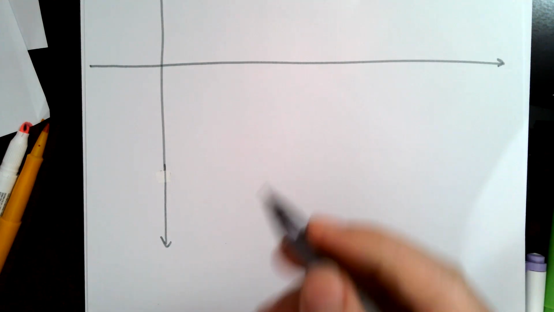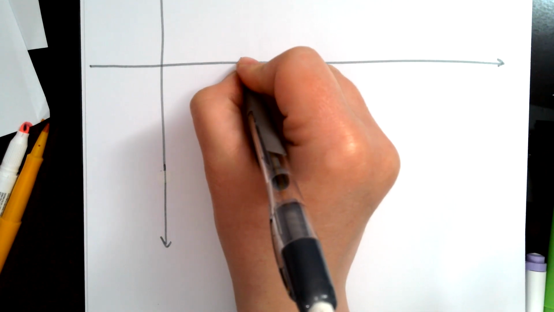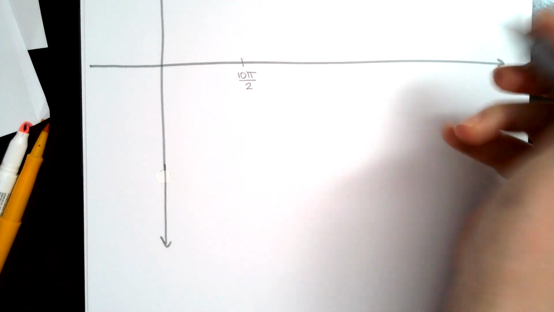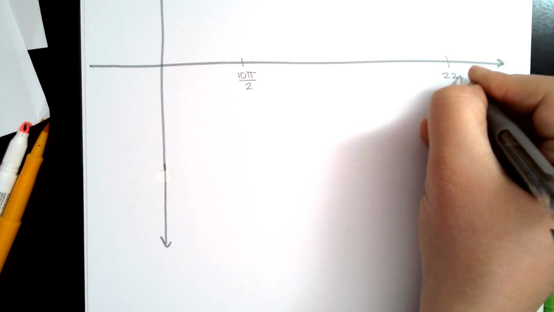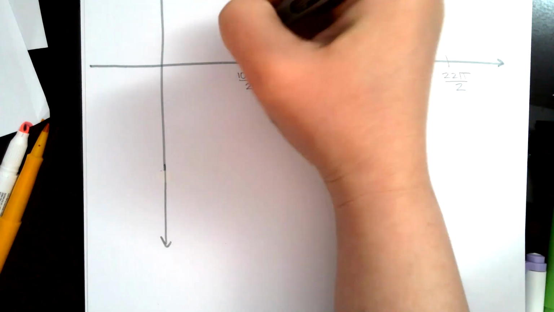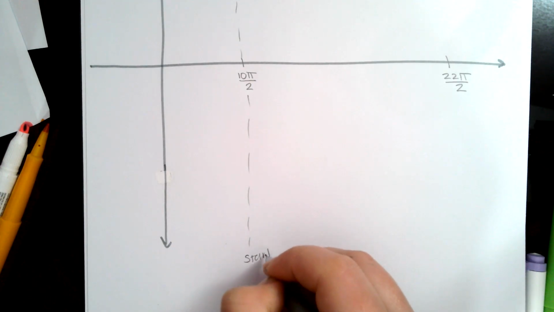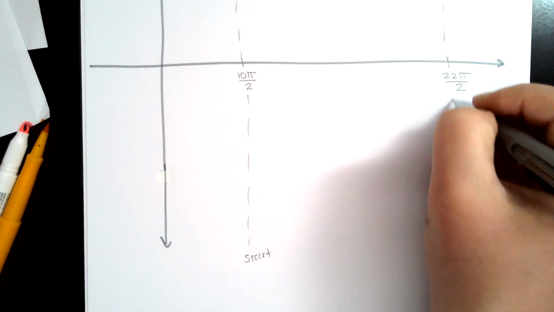Switching to pencil, I do recommend that. Let's pretend 10 is about here-ish, 10 pi halves. Let's just make that here at 22 pi halves. This is not an asymptote. This is your start. This is not an asymptote. This is your end.